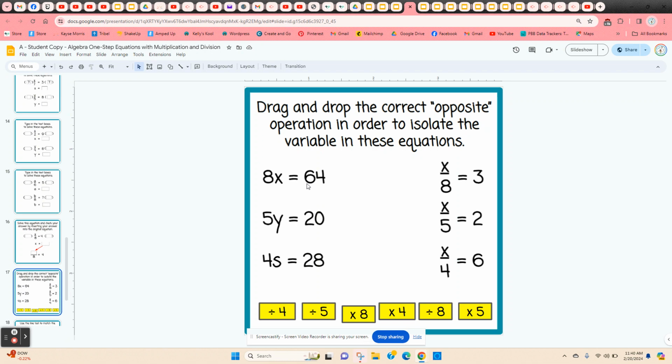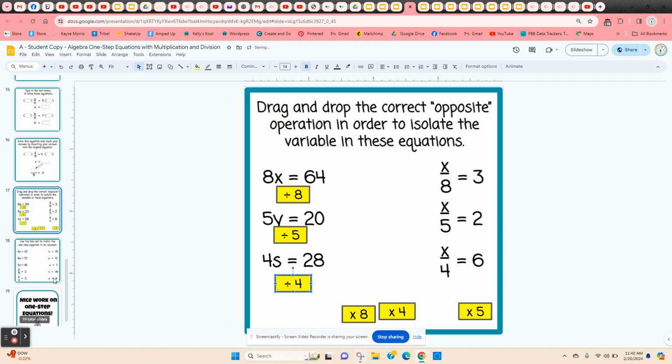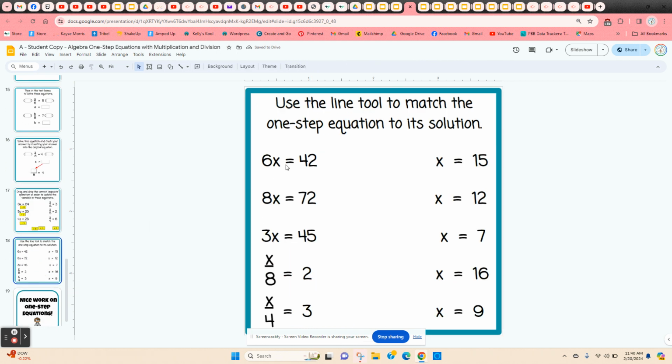Now this one, students are just going to drag and drop these opposite operations. So the opposite operation here would be to divide by 8. And this just reinforces for students that they have to do this opposite operation. And so on.